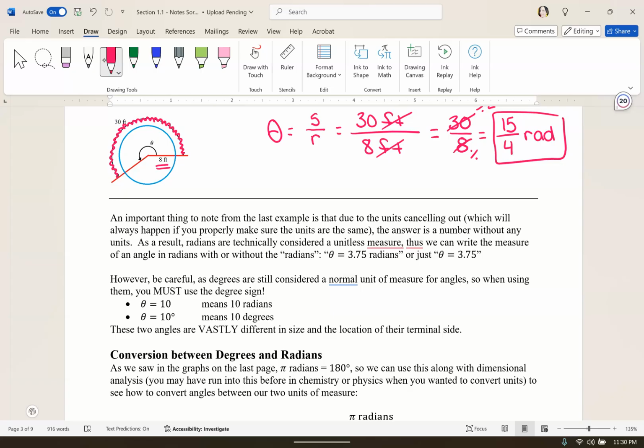Just be careful because degrees are still considered a normal unit of measure for angles. So when using them, please use the degree sign, because 10 radians is kind of like 10 radiuses. It is a little bit different than 10 degrees. They are different sizes and location of that terminal side.